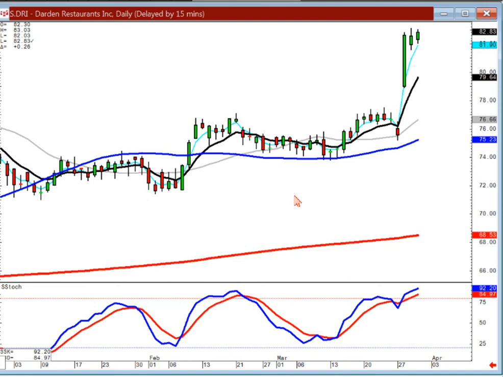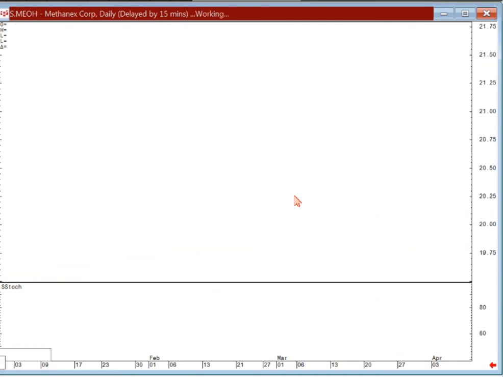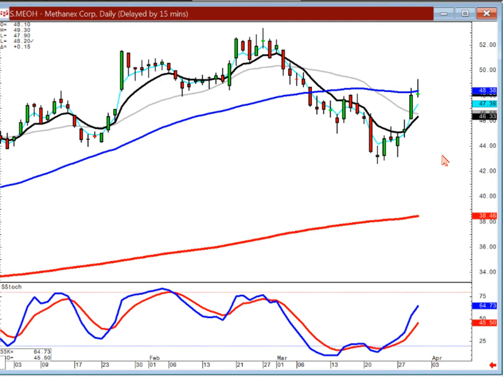I think we did these. DRI, MXL, all looks like 45 degrees. MEO, get ready to buy this one on positive trading. If it opens lower, you come out of it and wait for your bobble pattern.